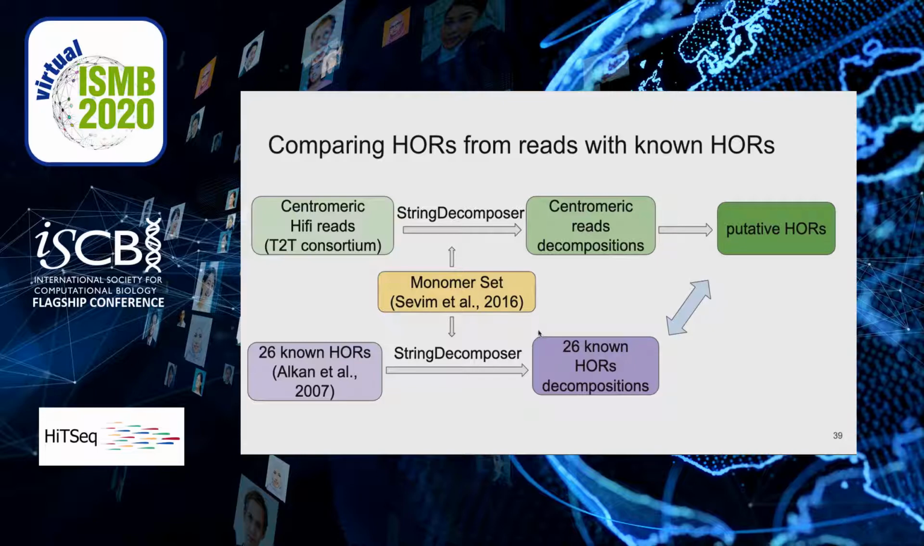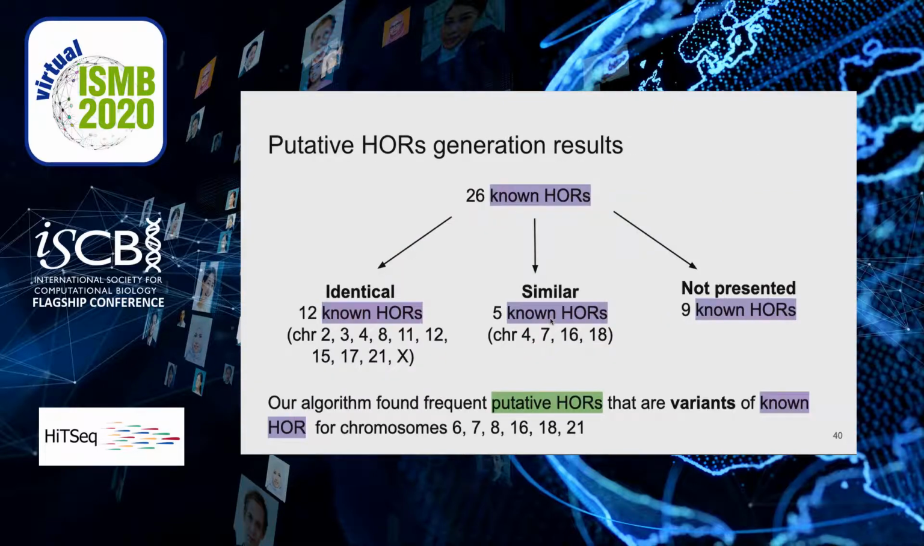Both putative HRs and known HRs were presented as a sequence of human genome monomers from the set of monomers generated in Sevim and Carter's work. From 26 known HRs, 12 have identical putative HRs. Another 5 known HRs are very similar to some putative HRs and differ only in 1 or 2 monomers. For the other 9 known HRs, we couldn't find putative HRs with similar monomers. Thus, we concluded that either they are erroneous or they are not presented in this sample.